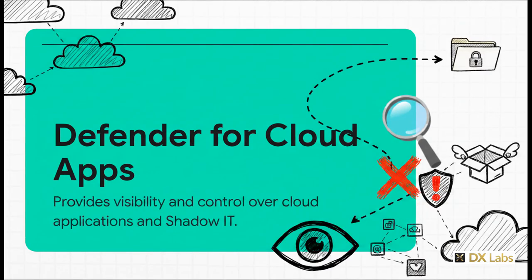The final piece of the XDR suite is Defender for Cloud Apps. Think of this as a supervisor discovering shadow IT, which is really just a fancy term for the apps employees use without IT approval. If an employee tries to secretly exfiltrate or move confidential corporate files to a personal unsanctioned Dropbox account, this tool flags the activity and stops the data leak right there.